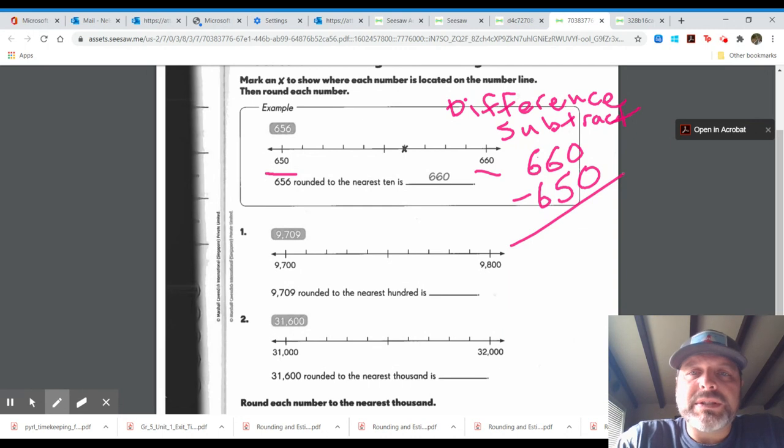So the word difference means to find the difference between the two numbers, the change. So it's like the sum of addition. I mean of subtraction.